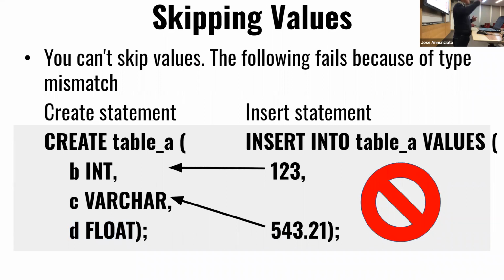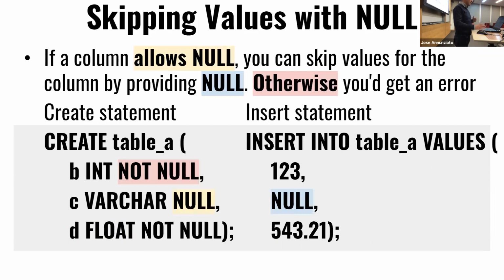You can't just skip over by putting extra commas. If you want to skip over C, you would have to instead explicitly provide a null, right? And if C allows you to put a null. If C says not null, then you would get an error. So we are allowing the null by providing the keyword null, whereas we're making some fields required, saying not null. So B and D are required because we have the not null in there.